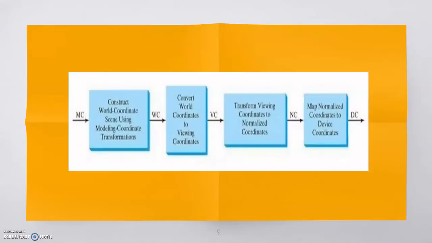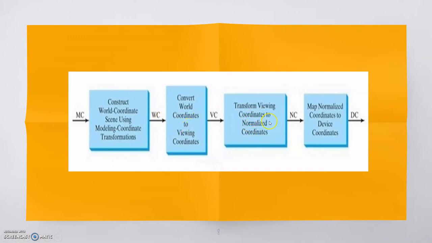Now we carry out the viewing transformation in several steps. This is the figure showing the steps. First, we construct the scene in world coordinates, using the output primitives and attributes. Next, to obtain a particular orientation for the window, we can set up a two-dimensional viewing coordinate system in the world coordinate plane and define a window in the viewing coordinate system. That is done in the second step.